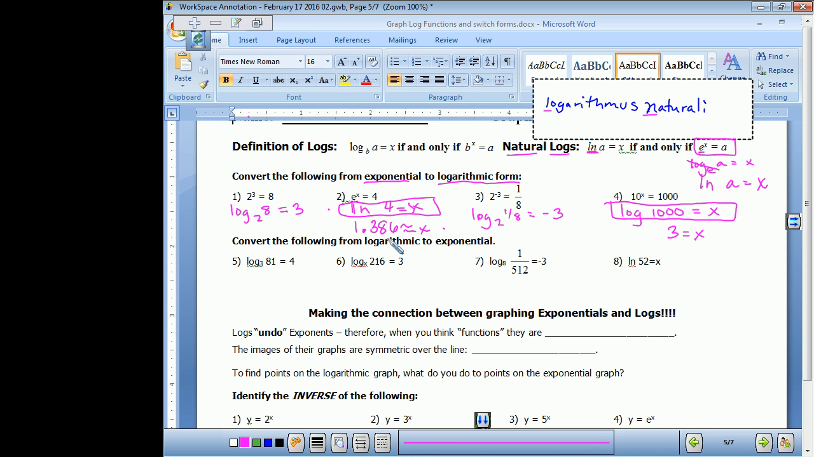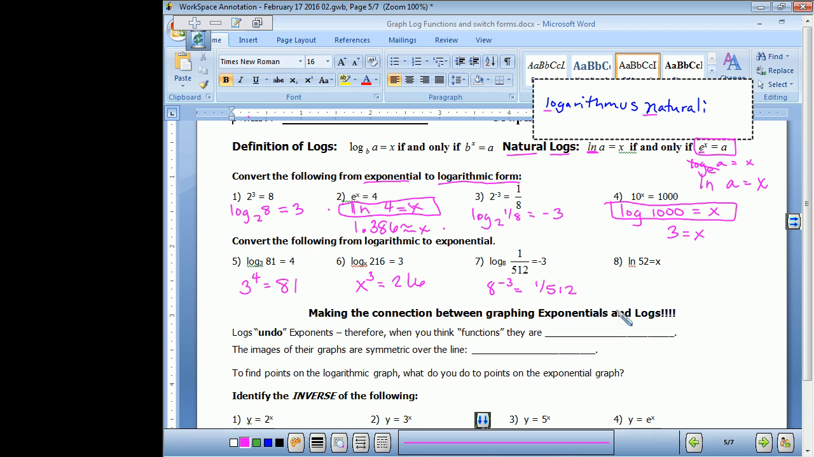Okay, so this goes the other way. Start with logarithmic, give me exponential. So this would be 3 to the 4th equals 81. This would be, what's my base? X to the what power equals 216? And we know the answer to that is 6. All right, this would be 8 to the negative 3rd equals 1 over 512.